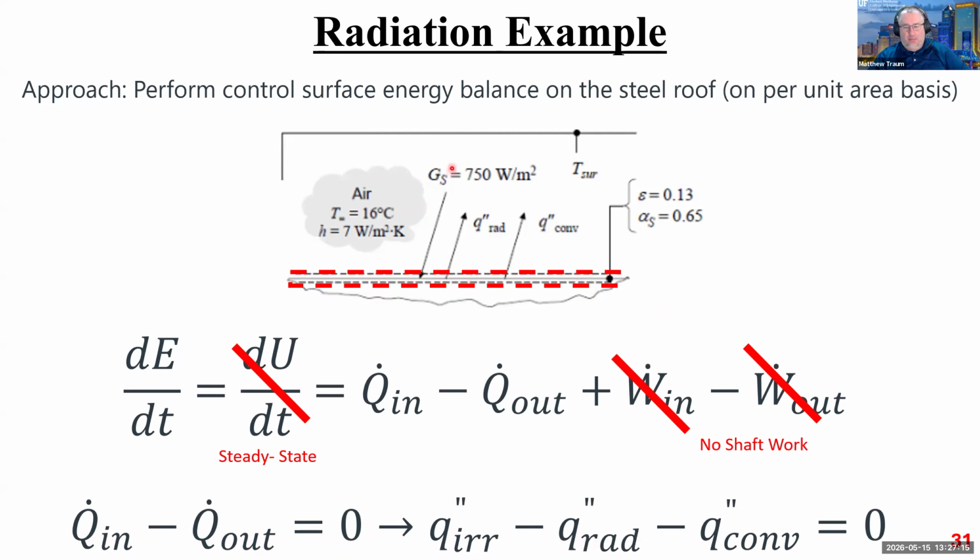So if I look at the problem drawing, here is the irradiation coming in from the sun, G irradiation sub sun, 750 watts per meter squared. So that's definitely incoming. That's going to be positive. I have radiation. So this is the steel sheet radiating to the surroundings. That is energy flux that is leaving. So that's going to be negative, right? Negative. And then I have convection, right?